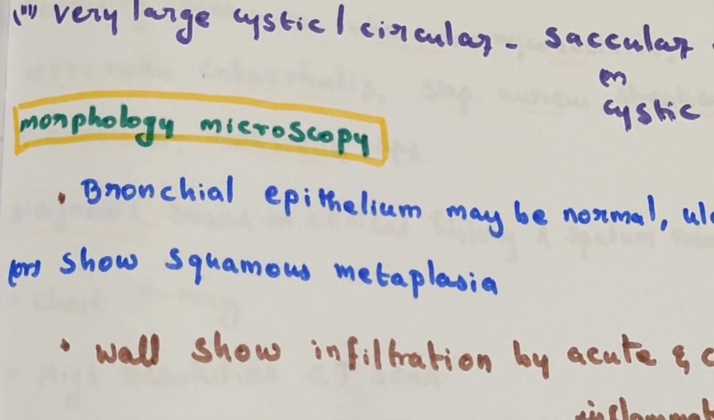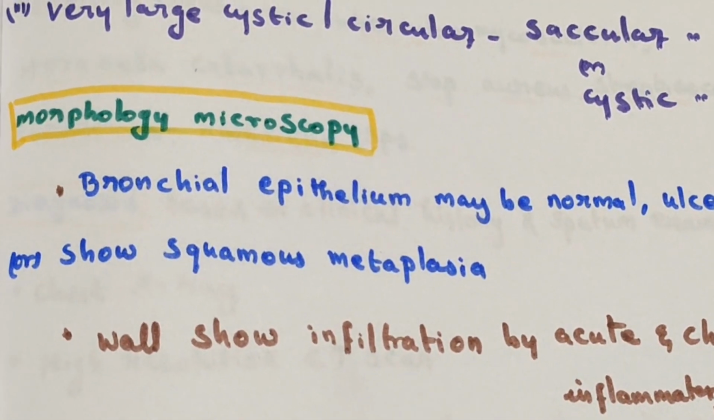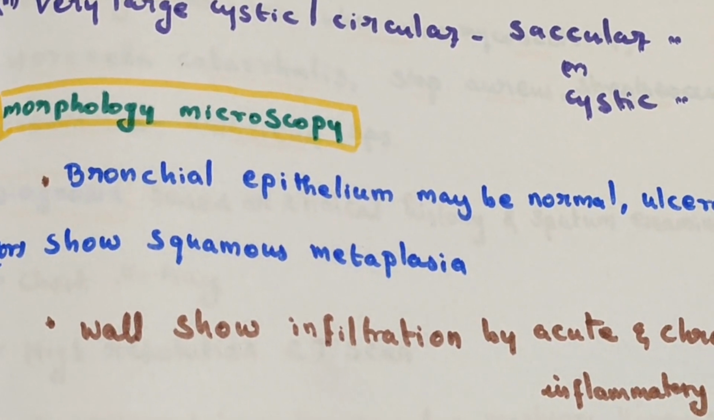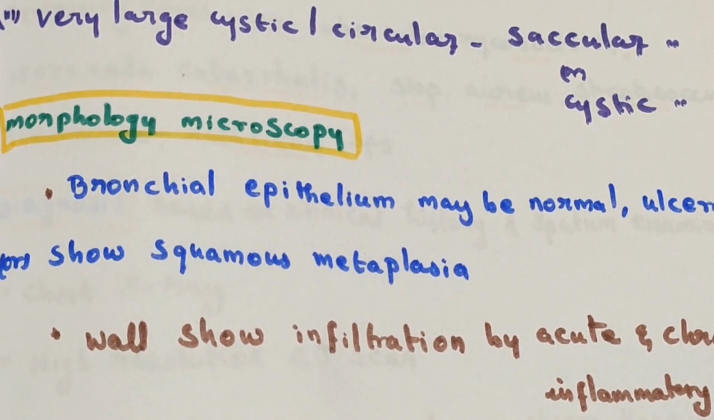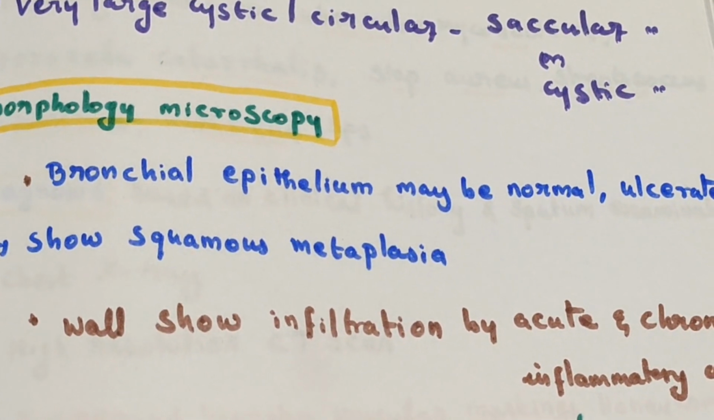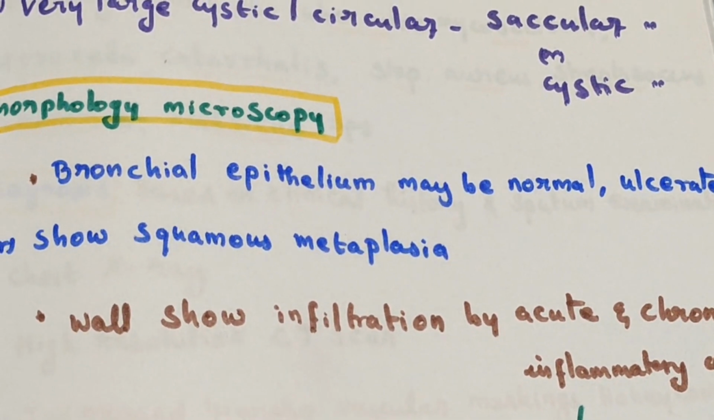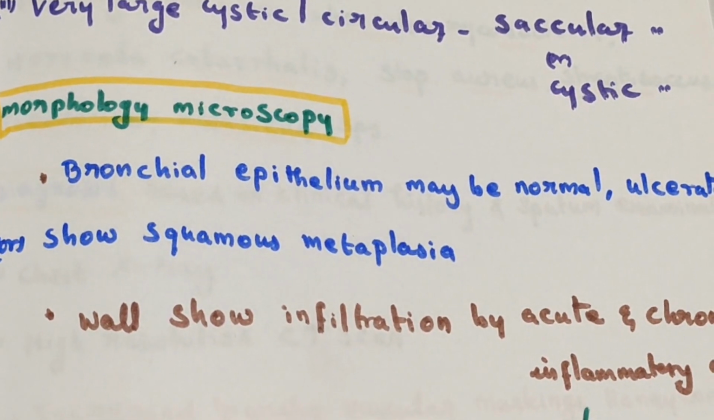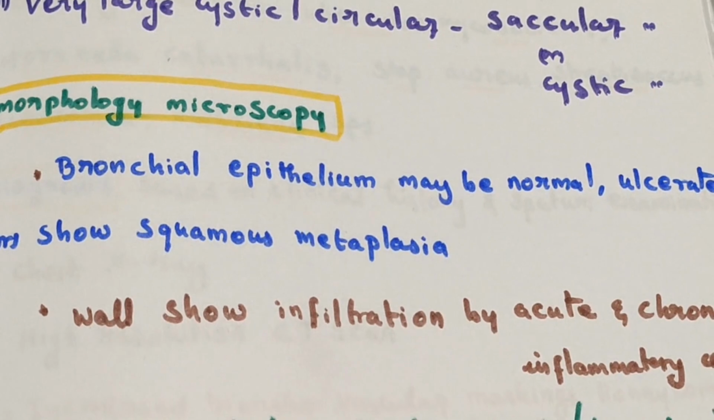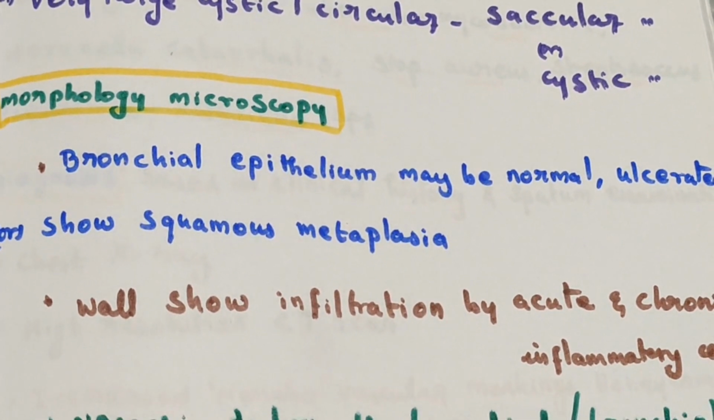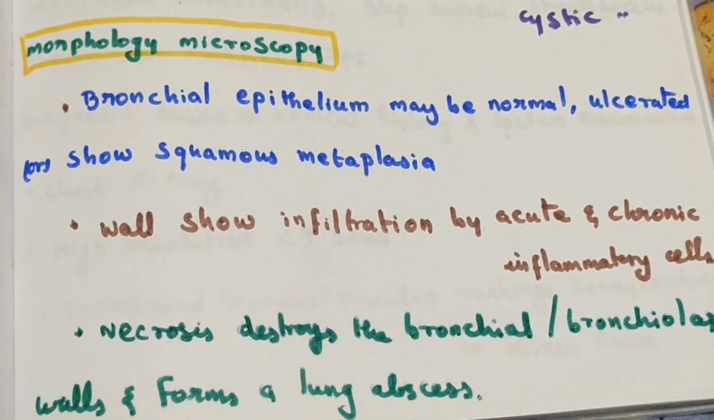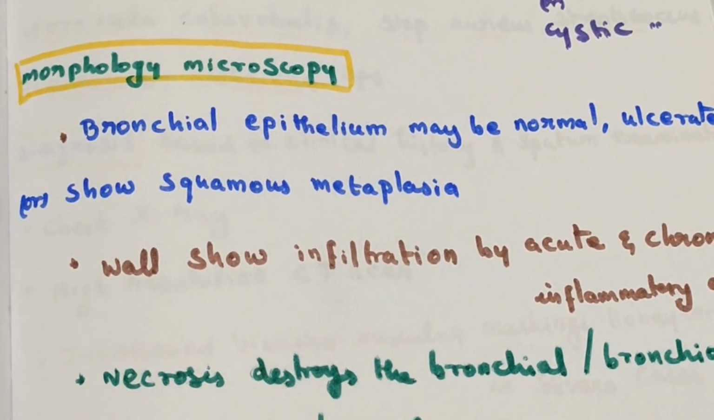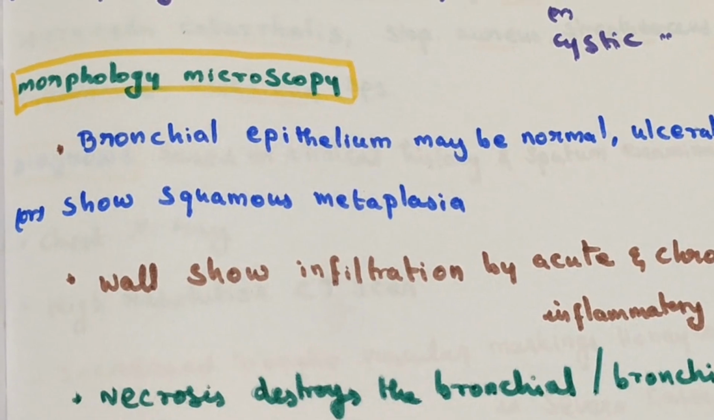Next, moving to the microscopic morphology. The bronchial epithelium can be normal if inflammation is not there or infection is less. It can be ulcerated. If it is acute inflammation or chronic inflammation, it might show squamous metaplasia changes.